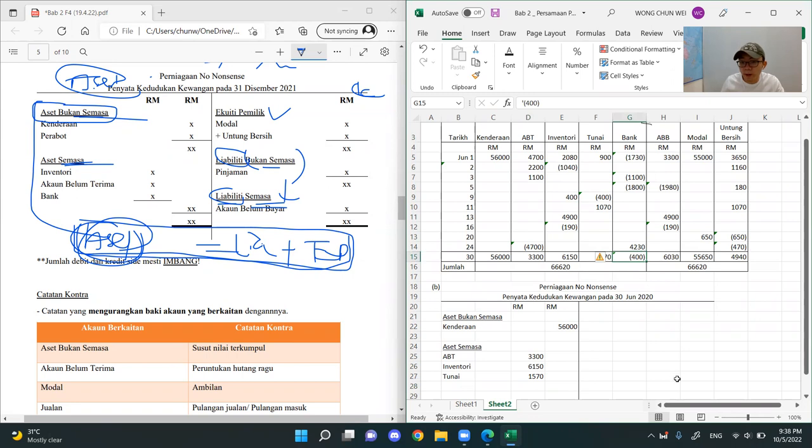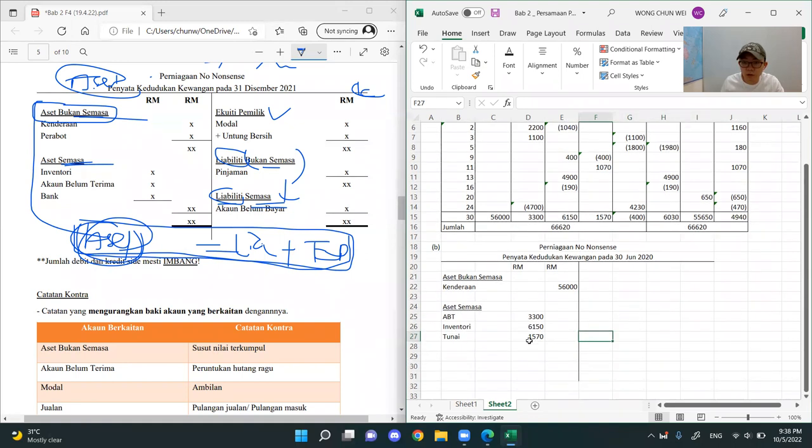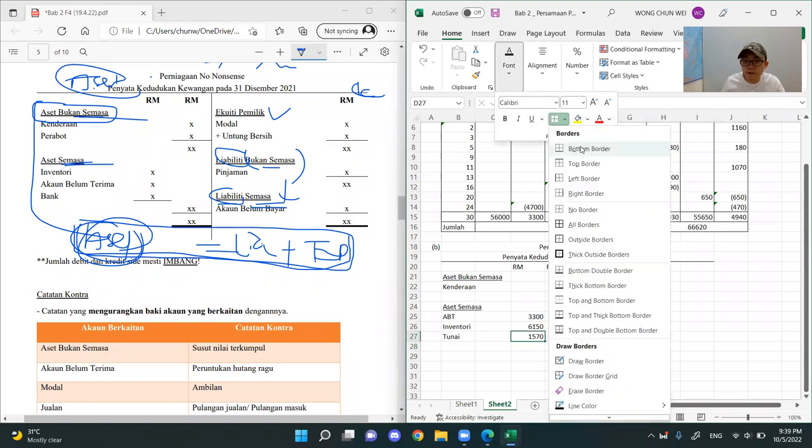But for this bank, this is a minus. Therefore, this is an overdraft bank. And overdraft bank, we put it where? We put it in our liability semasa, which is in your right side later. Okay. So, for now, you complete this. You add up everything. Add up all your assets semasa. Then you get 11,020.